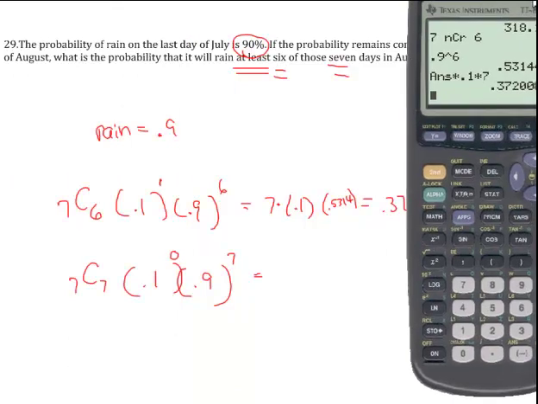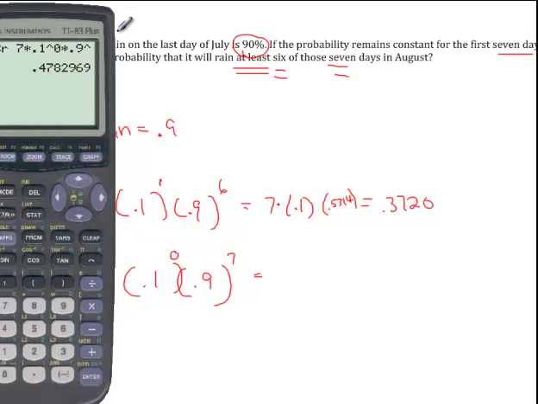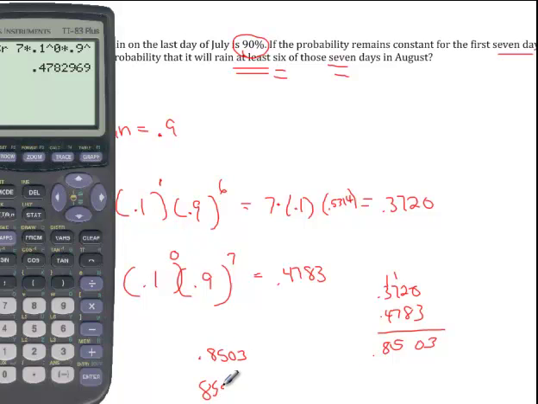Okay, we'll do the next one. We'll do it all at once on the calculator. 7C7 times 0.1 to the 0 times 0.9 to the 7th. And that comes out to 0.4783. And now I have to add them together. And I get 0.8503. You can write 85% because it didn't tell you where to round. Any of those answers are correct.